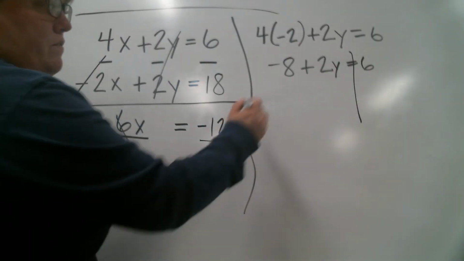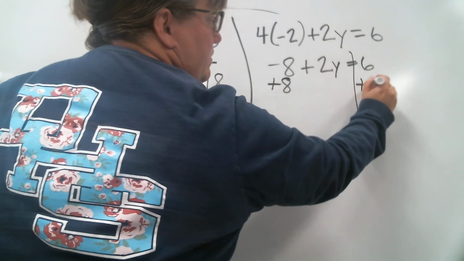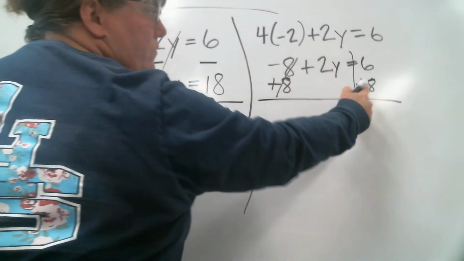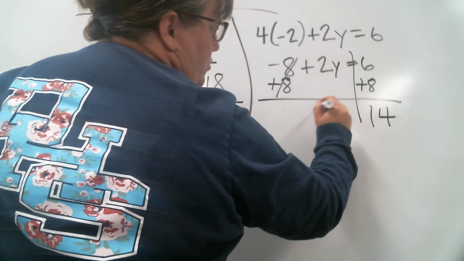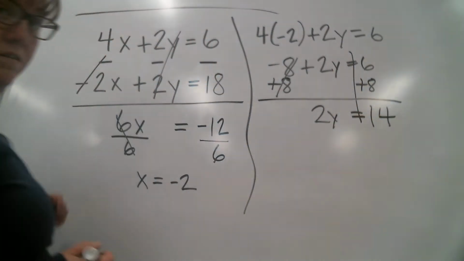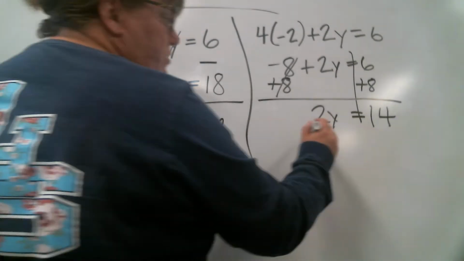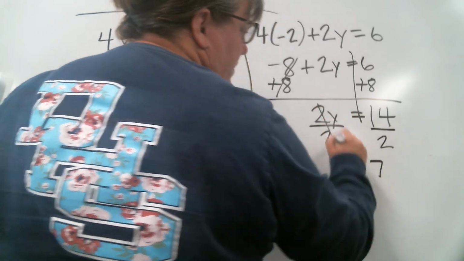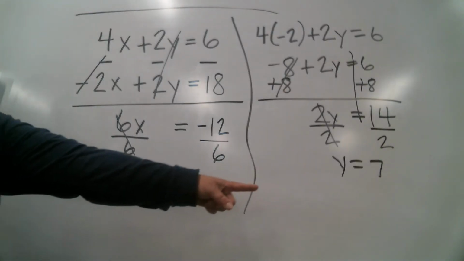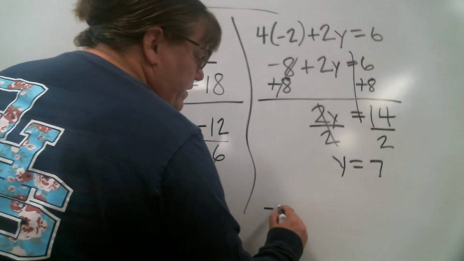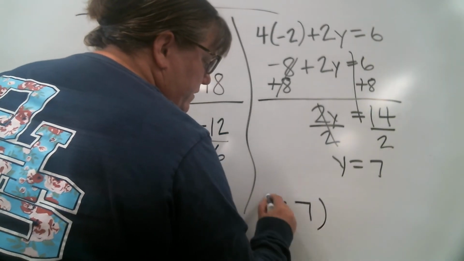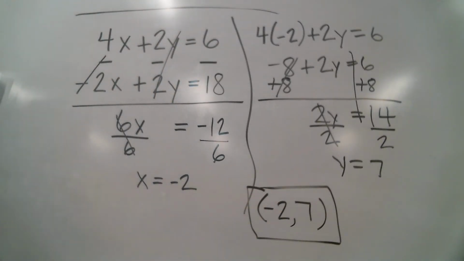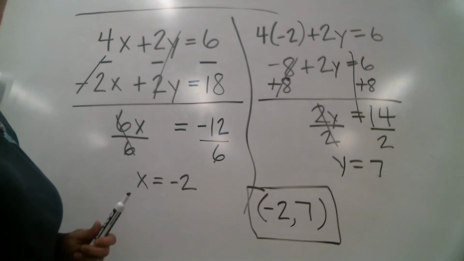I have to do a little bit of moving around in order to solve it. I'm going to take this negative 8 and move it over here. So I get 2y equals 14. Then divide by 2, and I get y equals 7. Now I have an x and I have a y, so I'm going to write them as an ordered pair. So I've got negative 2, comma 7 as my solution to that one. If you need to pause, I'm going to pause you while I put the next one up.